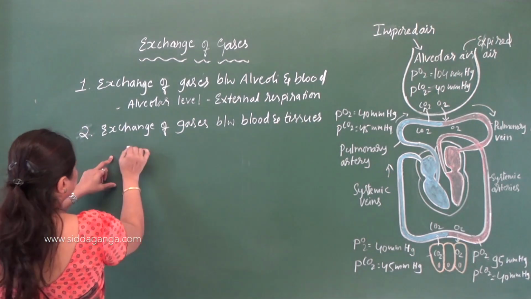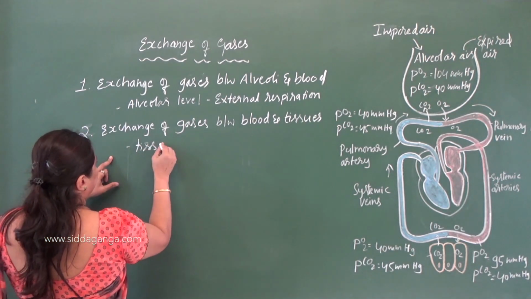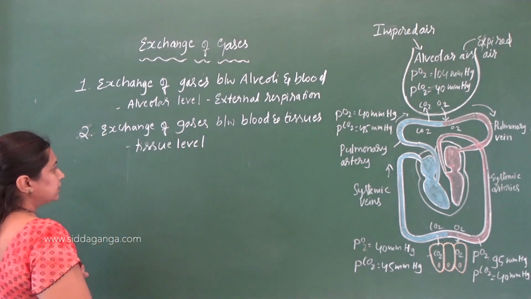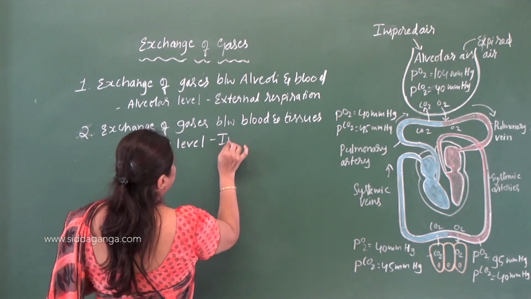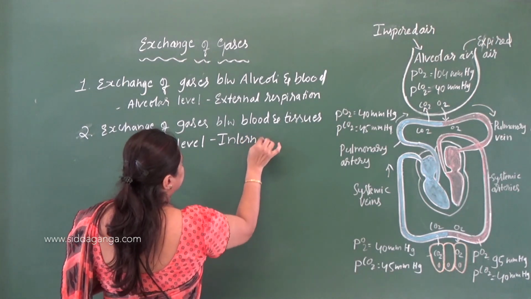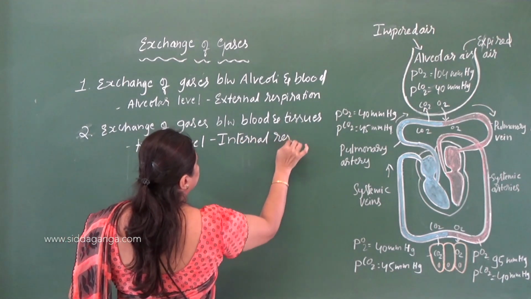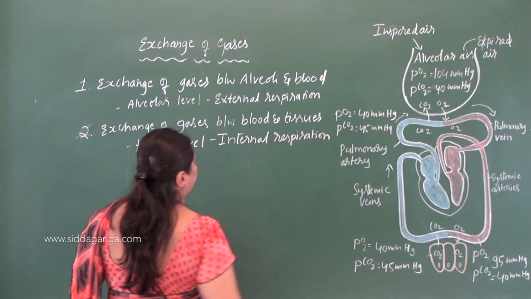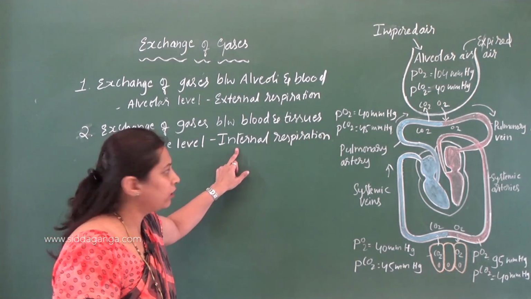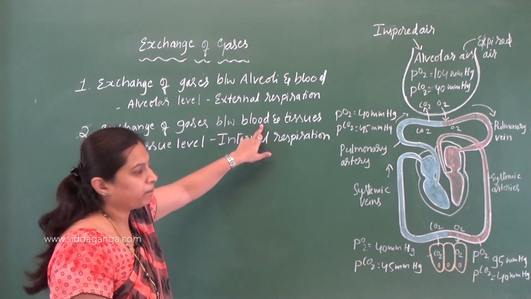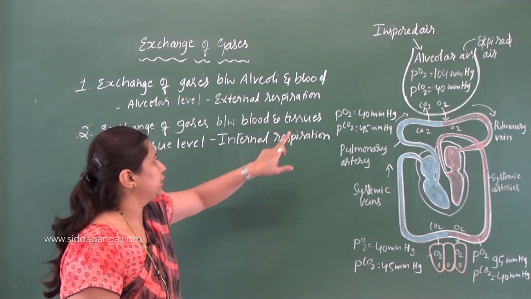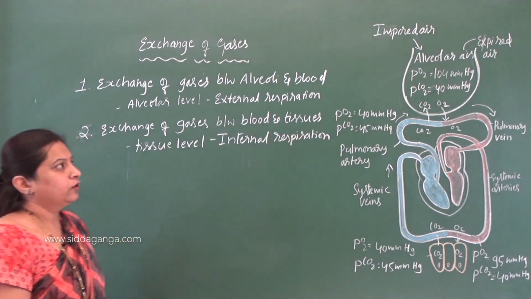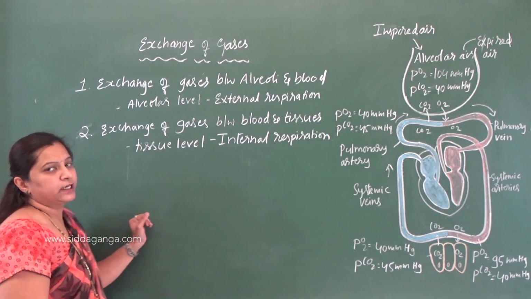So this is at the tissue level, and this is called internal respiration. So what is internal respiration here? The exchange of gases between the blood and the body tissues is called internal respiration. So how does the gaseous exchange take place?